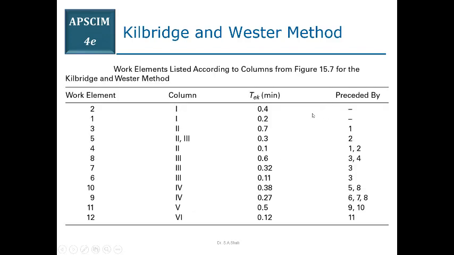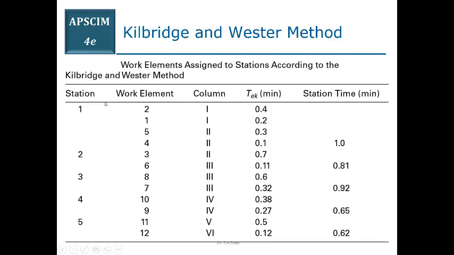So definitely it is the largest candidate, so this is the first feasible element that we can assign to the first workstation. Its processing time is 0.4 minutes and the allowable time we have is 1 minute. We can easily assign this task to the first workstation, and it also does not have any precedence requirement, so there is no issue in assigning this job to the first workstation. So you will write station number 1, and the first element that we can assign is 2, okay?